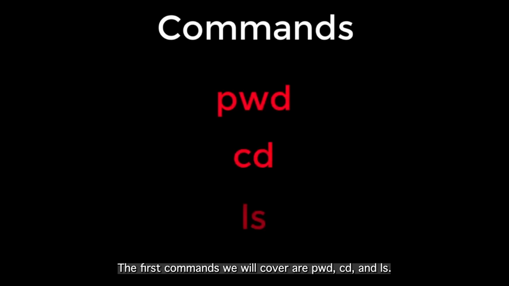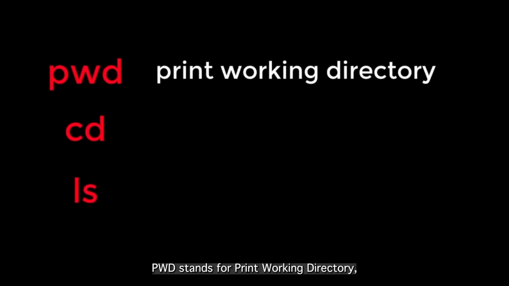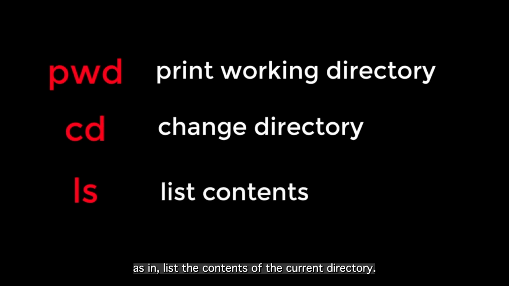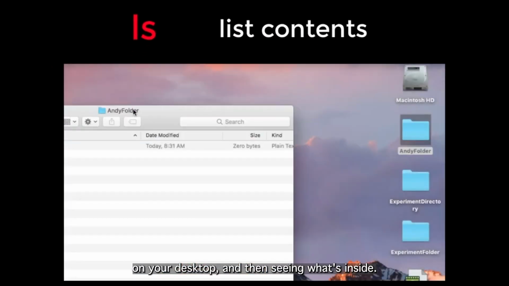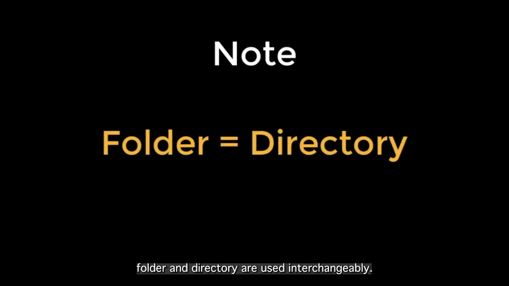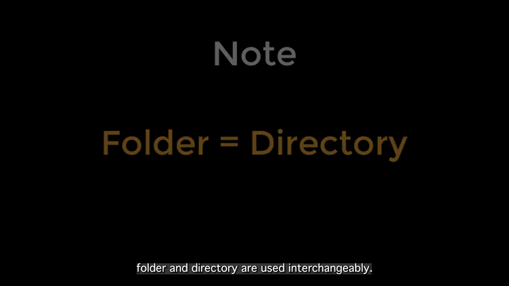The first commands we will cover are pwd, cd, and ls. pwd stands for Print Working Directory, cd stands for Change Directory, and ls stands for List, as in list the contents of the current directory. This is analogous to pointing and clicking on a folder on your desktop, and then seeing what's inside. Note that in these tutorials, the words folder and directory are used interchangeably.